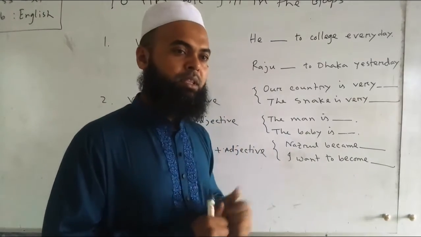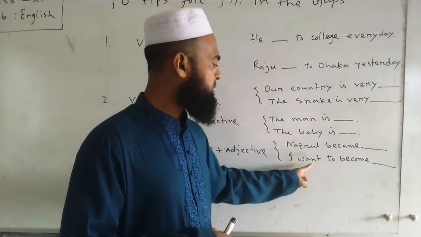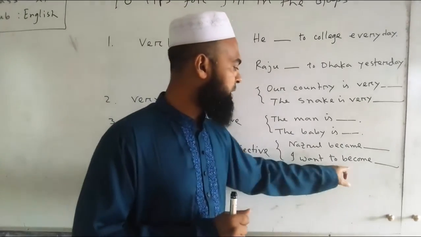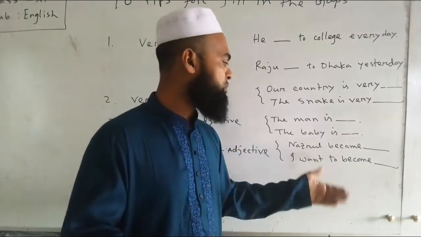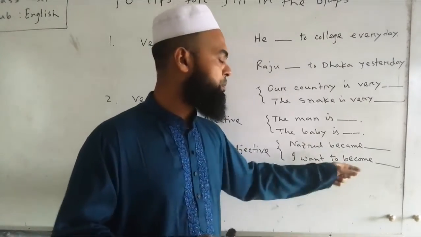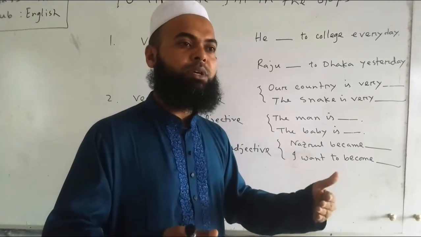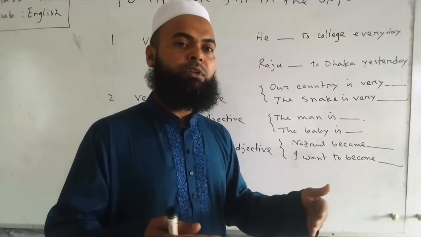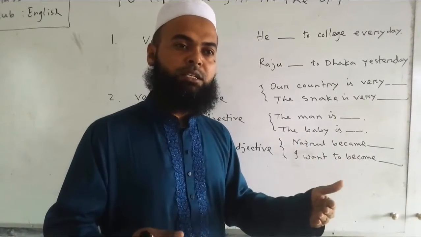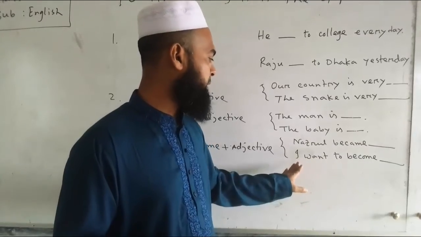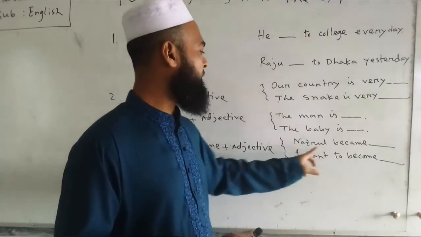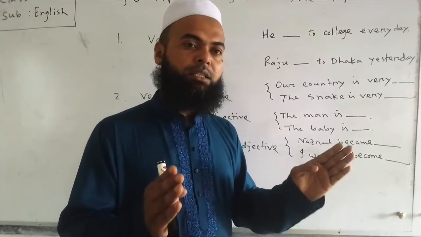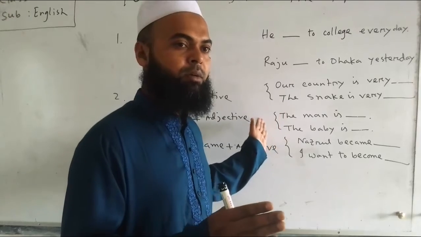Next example: I want to become dash. You can say, I want to become powerful. I want to become truthful. I want to become honest. I want to become successful. Successful, honest, powerful: these words are adjectives. So, when you find a gap after become or became, then you will write an adjective in the gap. I think you have understood the points.